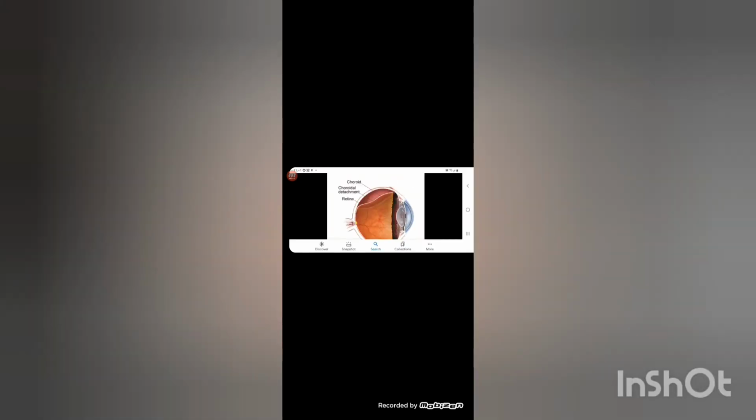Choroid is the vascular layer of the eye. It contains connective tissue. It is found between sclera and retina. هي الكورويد بتغذي العين بالتروية الدموية تبعتها.